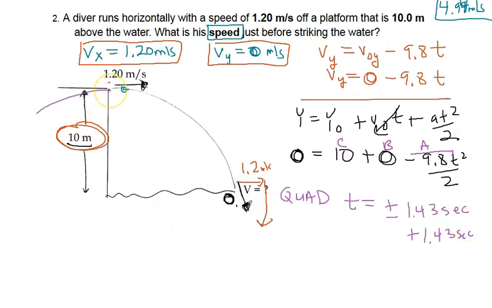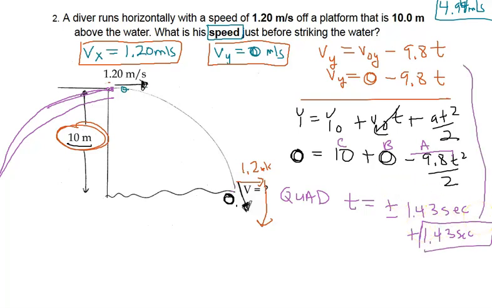Why is it plus or minus the same number? Because of the symmetry of this picture here. Because it was launched horizontally, you're at the peak. So if you move forward in time, you get 1.43 seconds. If you move backward in time, you get negative 1.43. Okay, but we want the positive time. Now we can go back up and we're ready to finish the speed calculations.